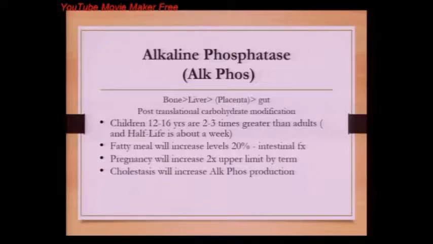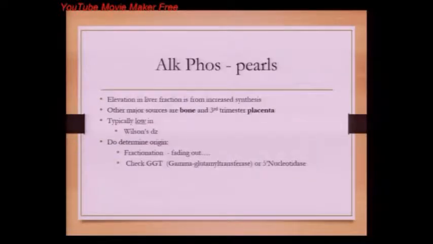How do you know if it's from bone or liver? Probably the easiest way is just to do another test that's a little more specific for the liver. So, for instance, here, I guess I put it on the next slide. In general, the elevation is not because it's leaked from the liver cells. It's actually induced in synthesis in the setting of pressure. And it's a little pearl: it's typically low in Wilson's disease. That is very esoteric, but it turns out it can be kind of important. We'll come back to that later too.